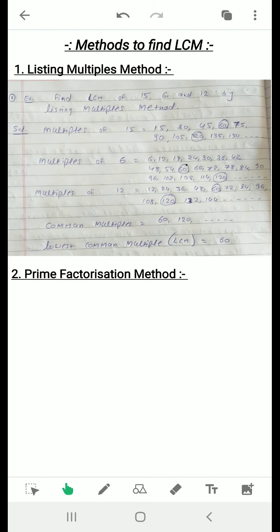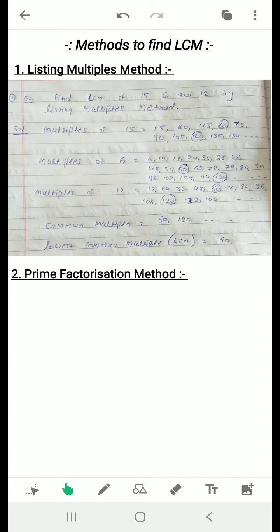So what is this method? First of all, we will write all the multiples of the given numbers, and then from these multiples we will write the common multiples, and from the common multiples we will write the lowest common multiple. Okay, so this is the listing multiples method. But this method is useful sometimes if the numbers are very small. If someone says find the LCM of 54, 49 and 96, then this method is not very useful.